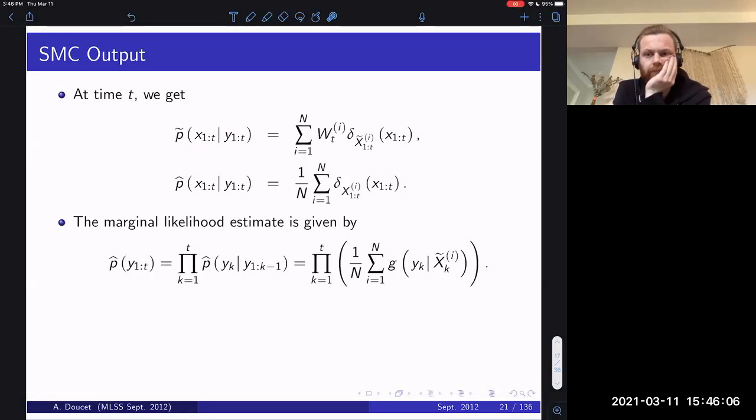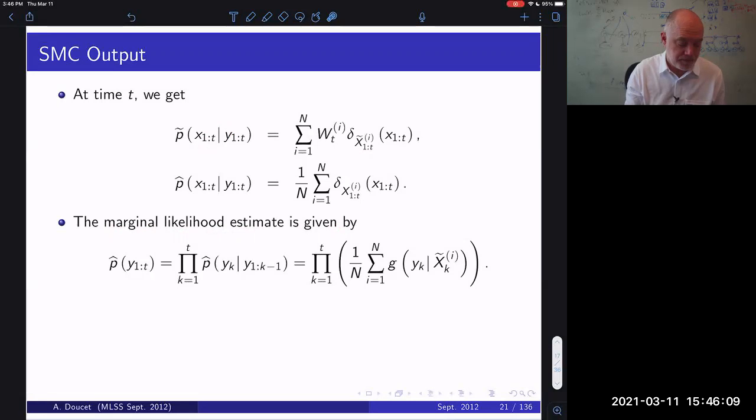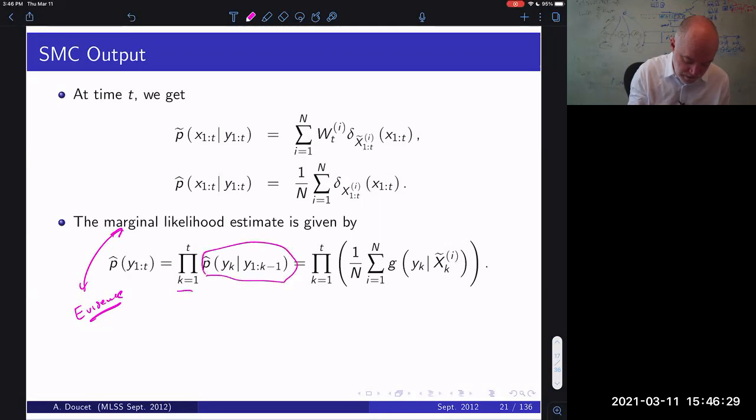And we get a marginal likelihood estimate. And again, because apparently I never used the word before, marginal likelihood and evidence are the same thing. So when I say evidence, we're going to get an evidence approximation, which is equal to the product over all the time steps of this quantity, which is the product over the average of the unnormalized weights computed at that time step, or that iteration of SMC.